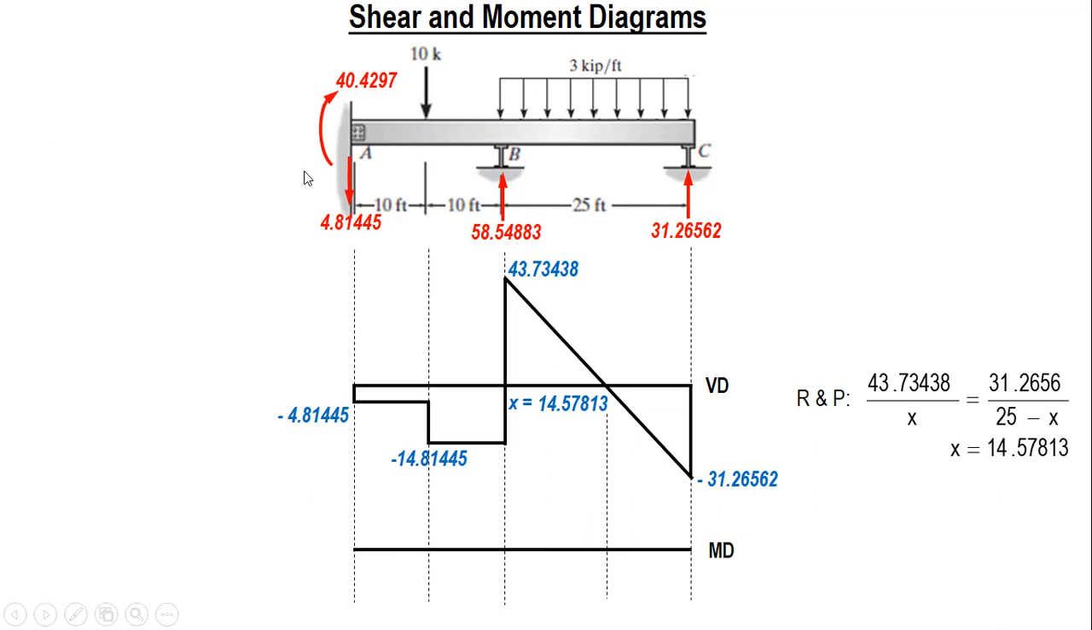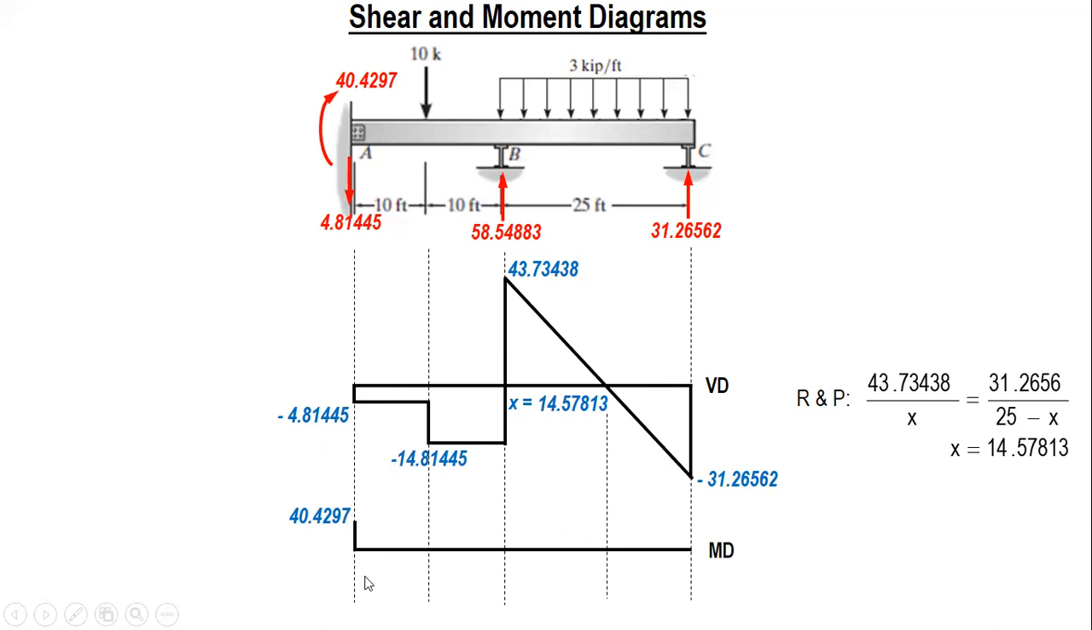So after this, we use the area method in plotting the points. So at A, we have a reaction and a moment of 40.4297. And this is positive since it follows the beam smiles direction. So if it is on the left side, left support, and the moment is clockwise, then the beam smiles, so it's positive. So from the moment diagram, we go upward to 40.4297. And then after this, you should locate this area.